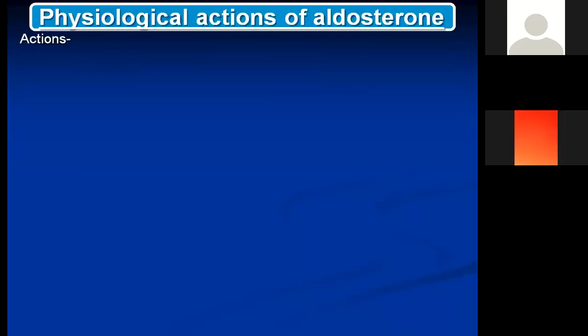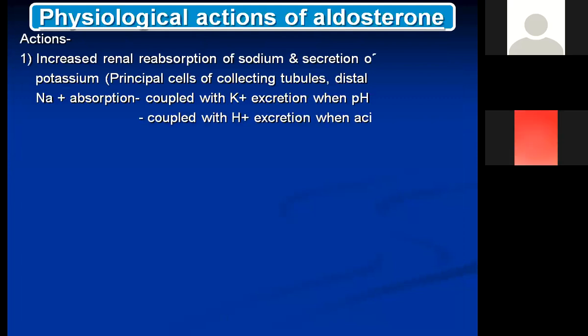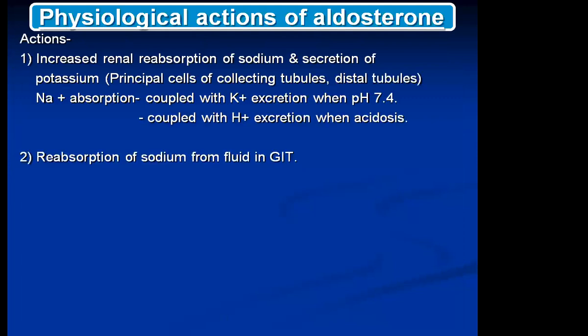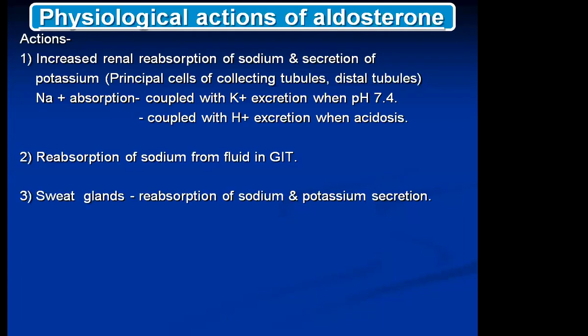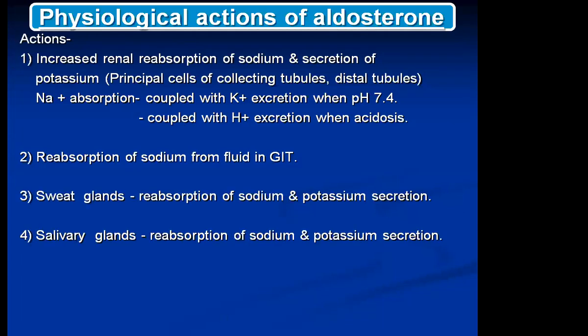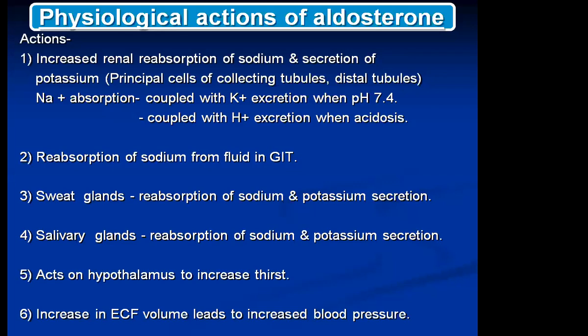We had also seen in the last lecture the various physiological actions of aldosterone, how it causes sodium absorption coupled with potassium excretion and also coupled with hydrogen excretion in conditions of acidosis. It causes reabsorption of sodium from, say, fluids in the GIT, sweat glands, salivary glands. It acts on the hypothalamus to increase the thirst. All in all, it increases the ECF volume, leading to increase in the blood pressure.